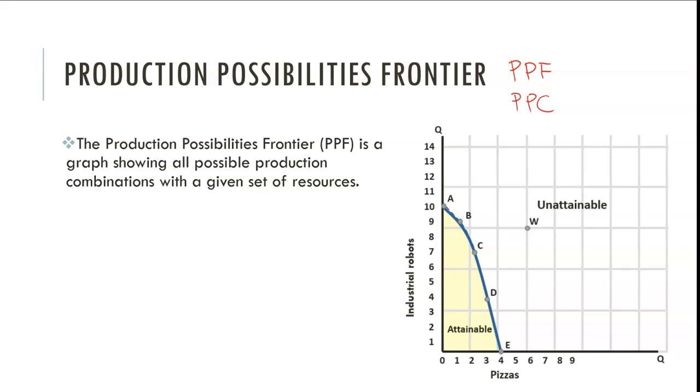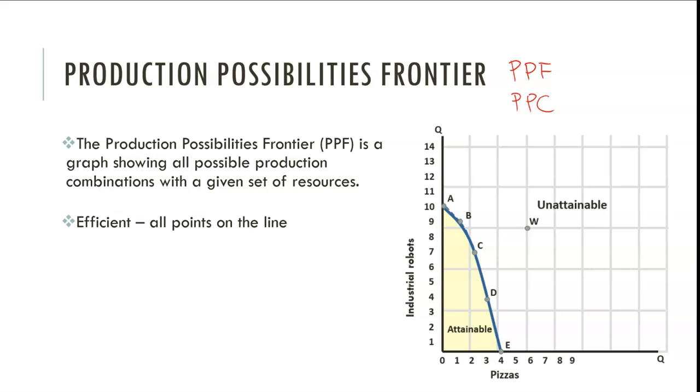It could be categories of goods, or like in this example, it's two different types of goods. So this economy can produce either industrial robots or pizzas. It has technology, the labor, the natural resources to produce both of these items. So this blue line here, going from point A to point E, is showing us the maximum we could produce, all the different combinations we can produce with this given set of resources.